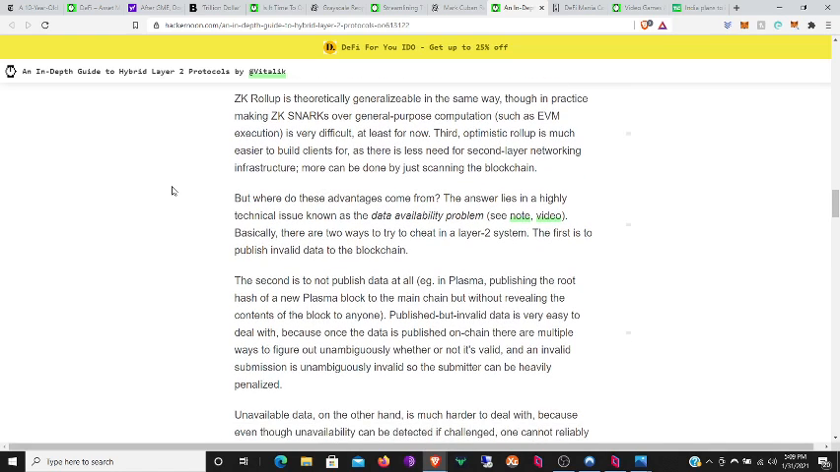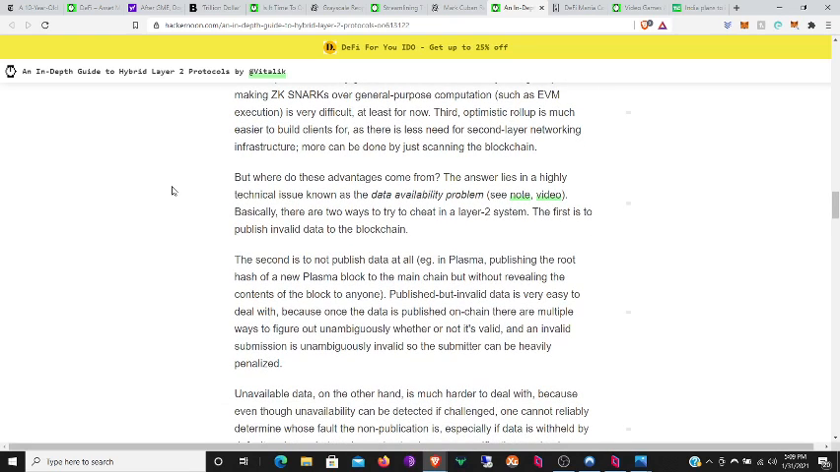Third, optimistic rollup is much easier to build clients for, as there is less need for second layer networking infrastructure. More can be done by just scanning the blockchain. But where do these advantages come from? The answer lies in a highly technical issue known as the data availability problem.